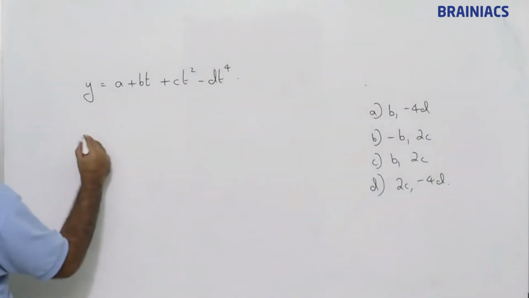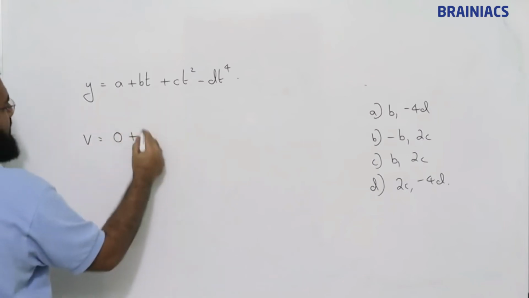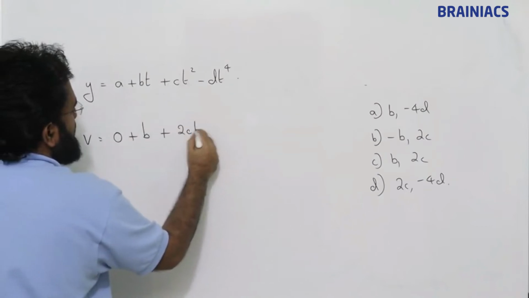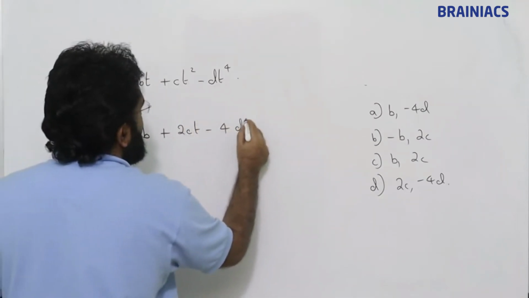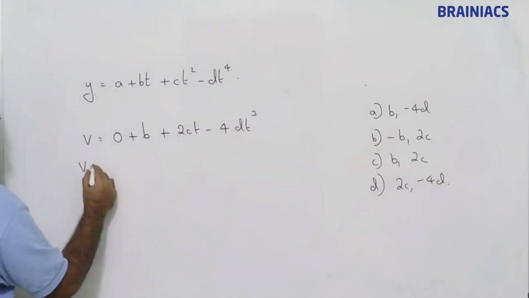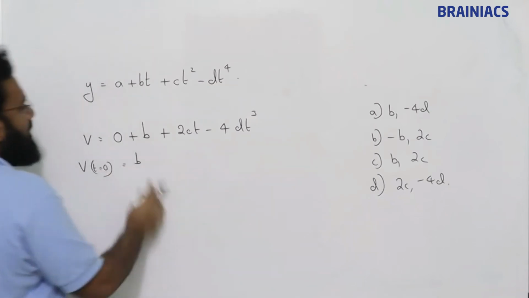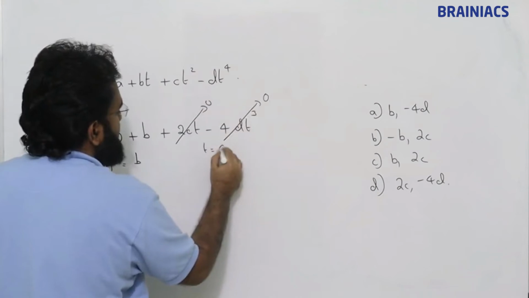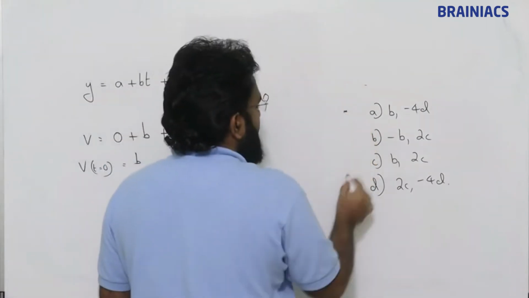So this is velocity. Differentiation of a constant is 0. Differentiation of bt is b. Differentiation of ct square is 2ct, and differentiation of dt raised to 4 is 4dt raised to 3. Now initial velocity is nothing but v at t is equal to 0. So the answer is B, because everywhere else the terms become 0 when I substitute t is equal to 0.